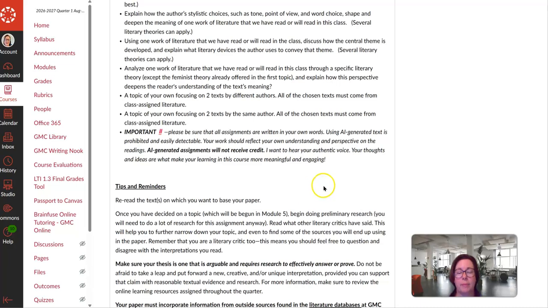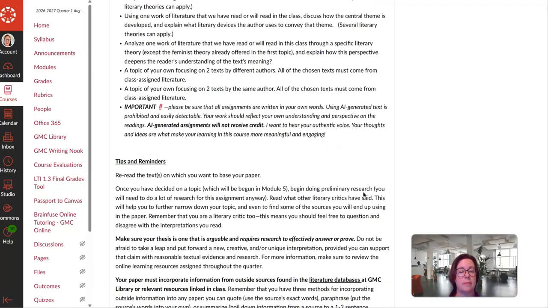And again, please do not copy and paste the prompt into an AI generator and then copy and paste that and turn that in for your assignment, because you cannot receive credit and it will cause some damage to your overall grade. And I don't want that. You don't want that. So please, let's not do that.